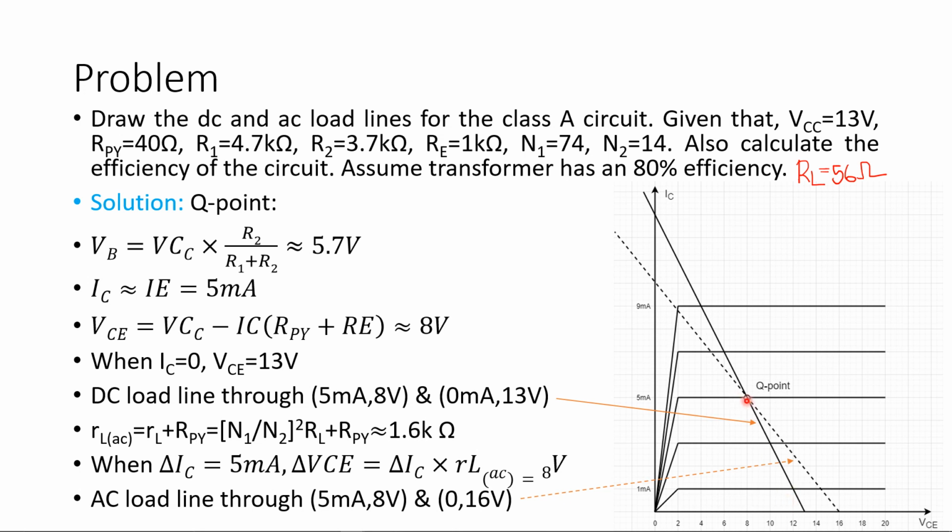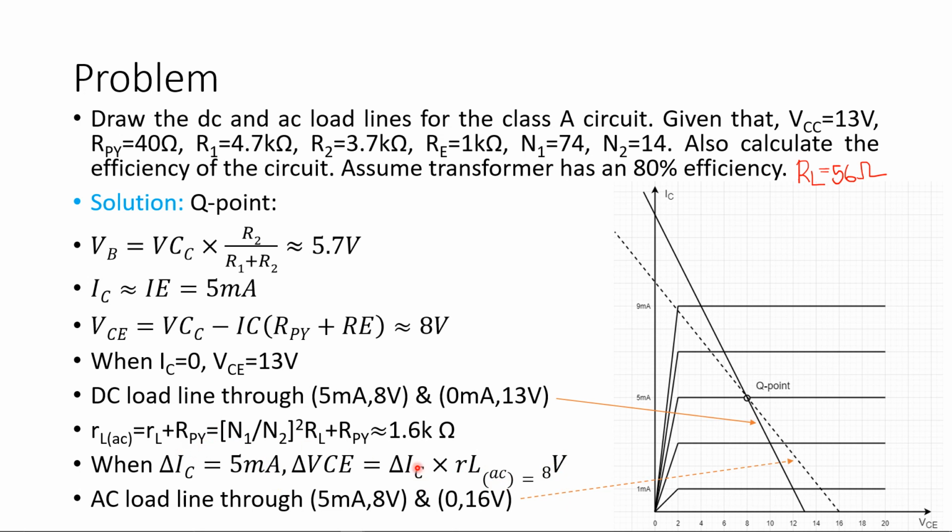So basically the change of current in AC will be a sinusoidal wave, or some AC wave, right? That may go to 5 milliampere maximum, but not more than that. So that is why we're saying that del IC is equal to 5 milliamperes, and del VCE can now be calculated using this equation, del IC times our AC load. So del IC times our AC load equals 8 volt. The value is 8 volt.